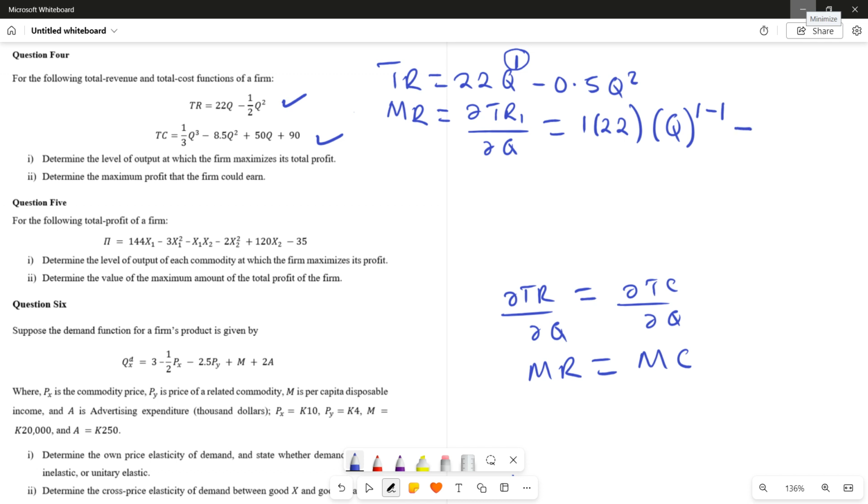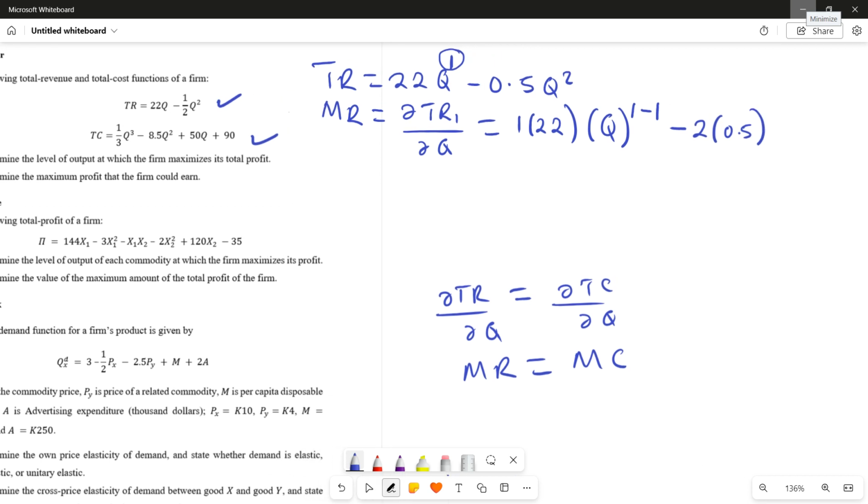How about the next part, the negative 0.5Q squared? This time around, the power is the 2. So that 2, let's drop, multiply it by 0.5, like that. Then multiply this by Q. Since we are differentiating with respect to Q, and our Q is raised to the power 2, from the 2 there, which is the power of Q, can we subtract a 1?